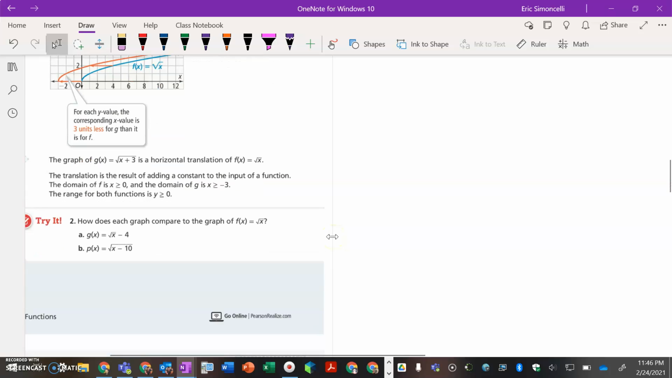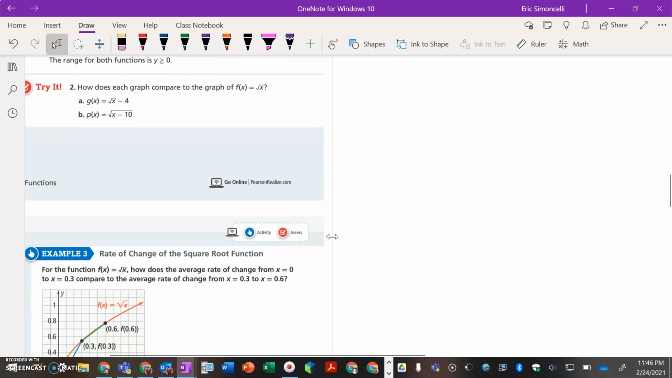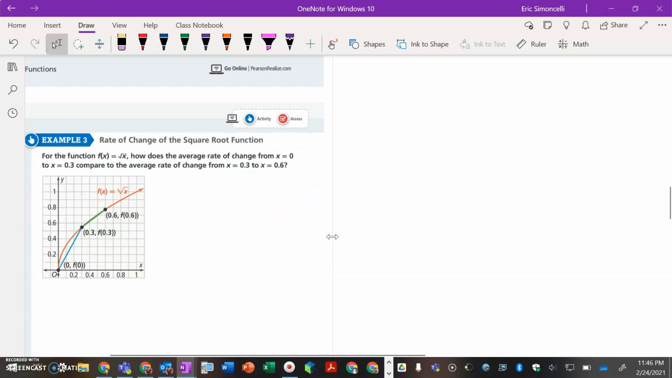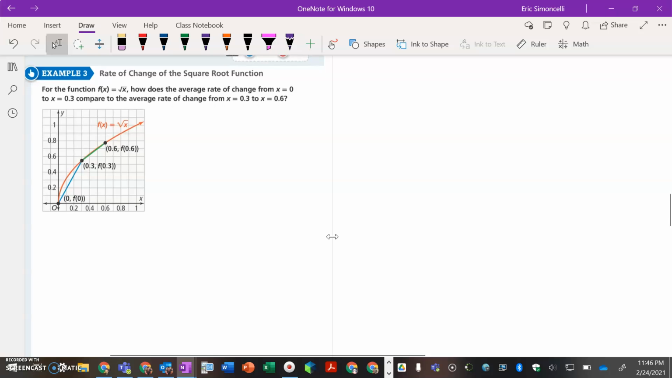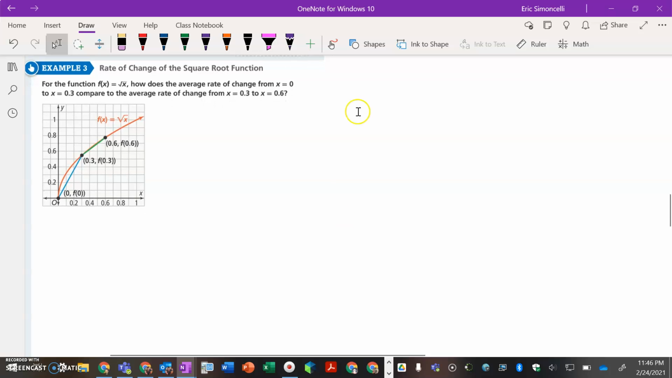If we continue, we'll see here in example 3, a rate of change problem, rate of change of the square root function. For the function f of x equals the square root of x, how does the average rate of change from x equals 0 to x equals 0.3 compare to the average rate of change from 0.3 to 0.6? So as you can see, here's our square root function. Not surprisingly, it should look very much like what we saw earlier at (0, 0), for example, as an ordered pair. There's another ordered pair at (1, 1).